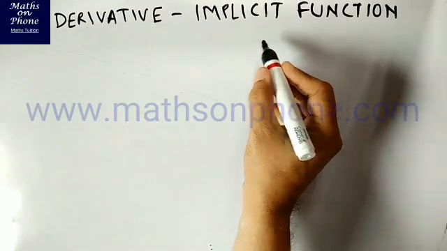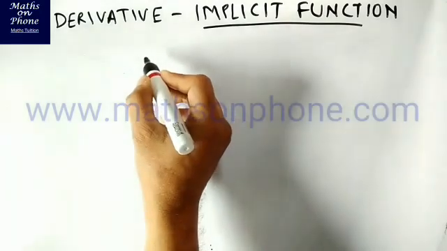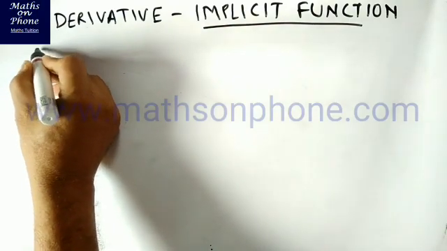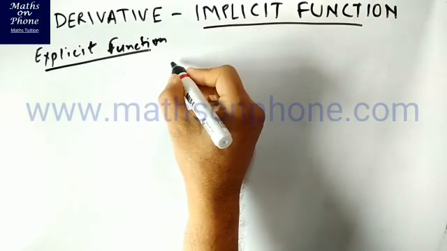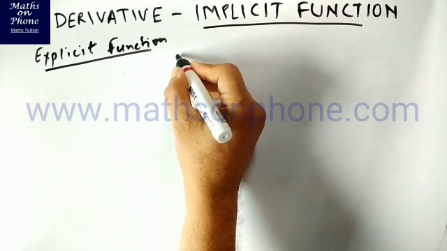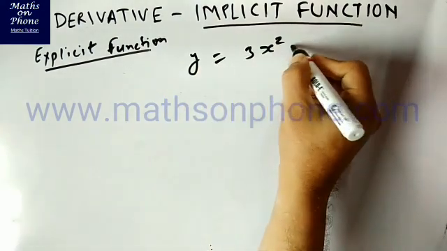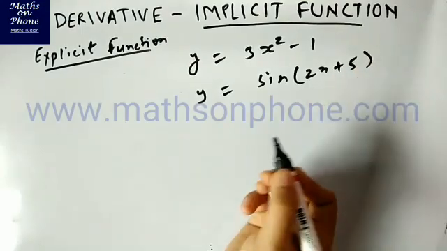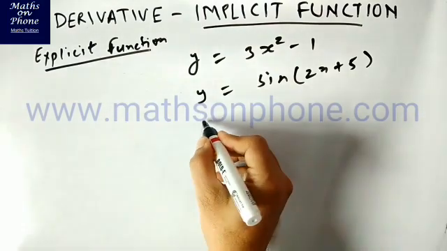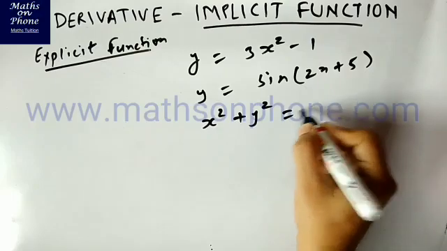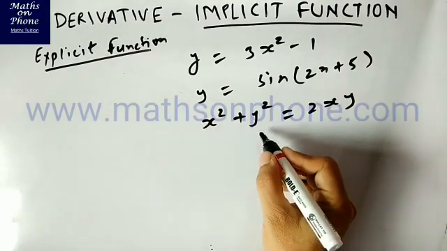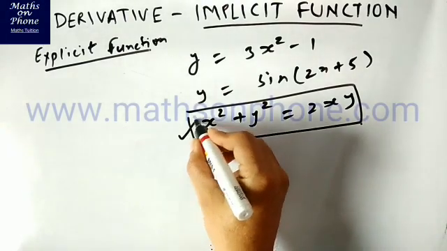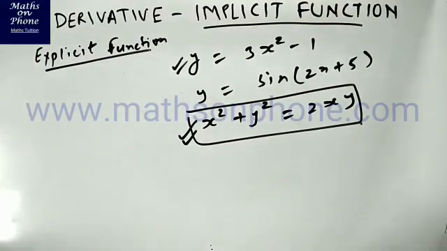Derivative of implicit function. Firstly, we need to know the meaning of the word implicit function. What is implicit function? So we will see what is explicit function. Explicit function is the function in which y can be made subject easily. Suppose it is y is equal to 3x square minus 1. Y is subject. Y is equal to sine 2x plus 5. Y is a subject. But see, sometimes you encounter equations like x square plus y square is equal to 2xy. Now it is very difficult to make y as subject. So which type of function is this? This is implicit function. So now it is very much clear what is explicit function and what is implicit function.